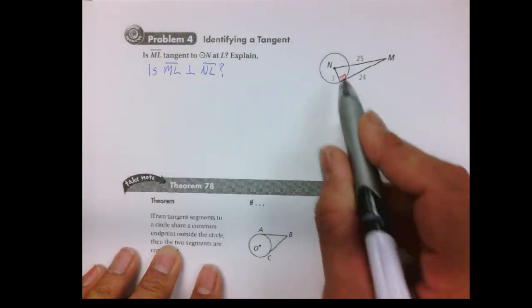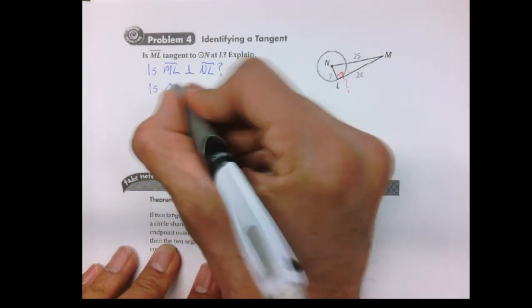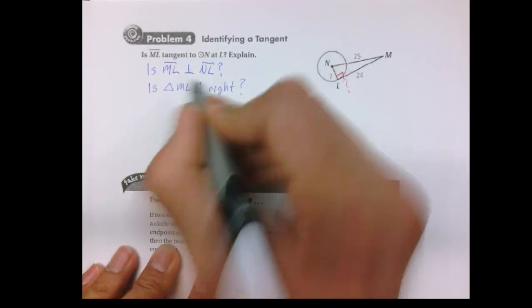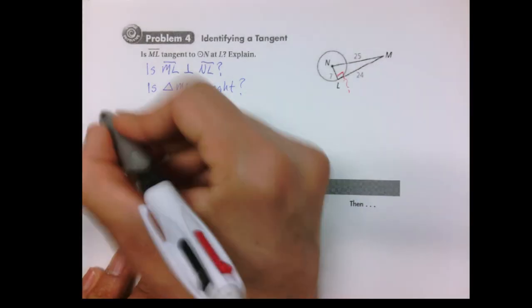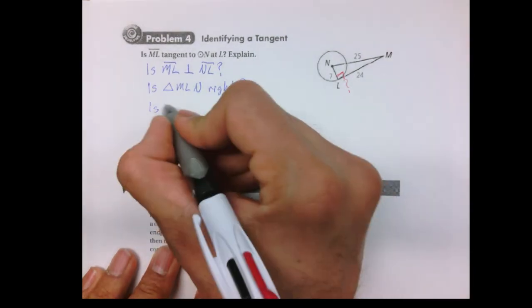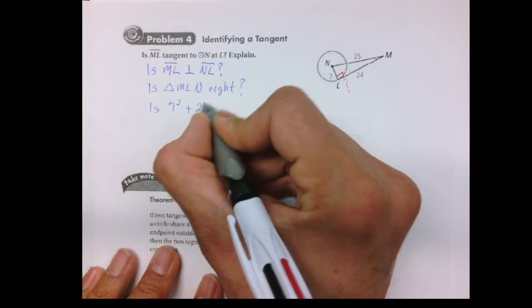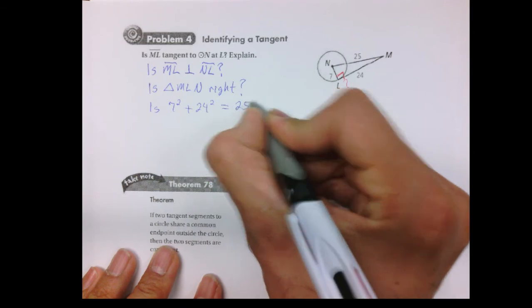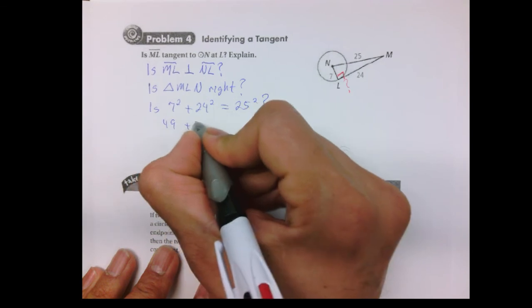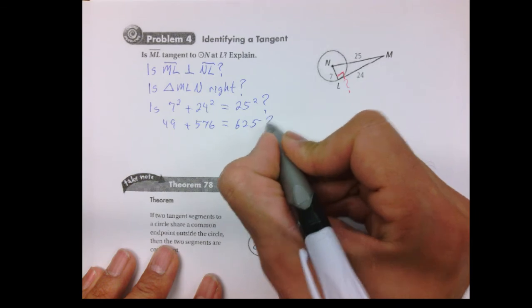This question is really about a triangle. Really the question is, triangle MLN, is it a right triangle? And going back to Pythagoras, since we've got all the side lengths, does the Pythagorean theorem hold up here? Is 7 squared plus 24 squared equal to 25 squared? Is that true? Well, let's check it out. 7 squared is 49. 24 squared is 576. 25 squared is 625. Is that still equal?